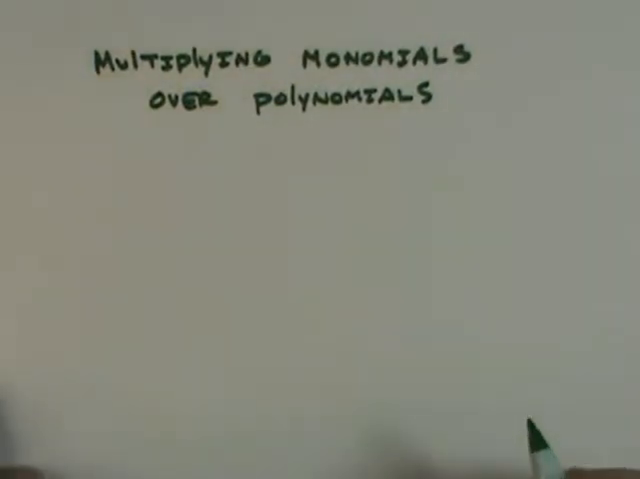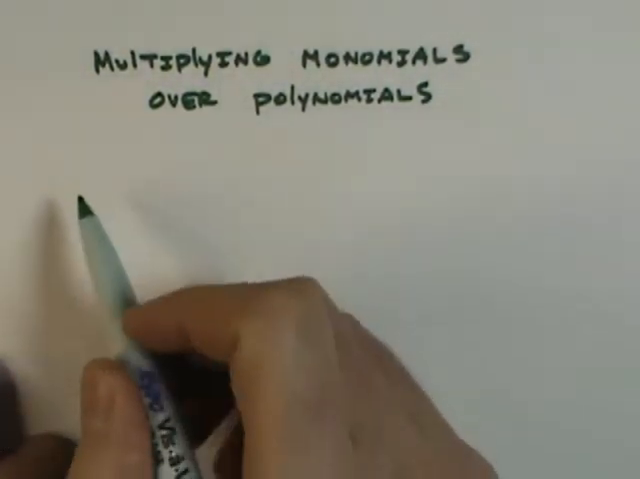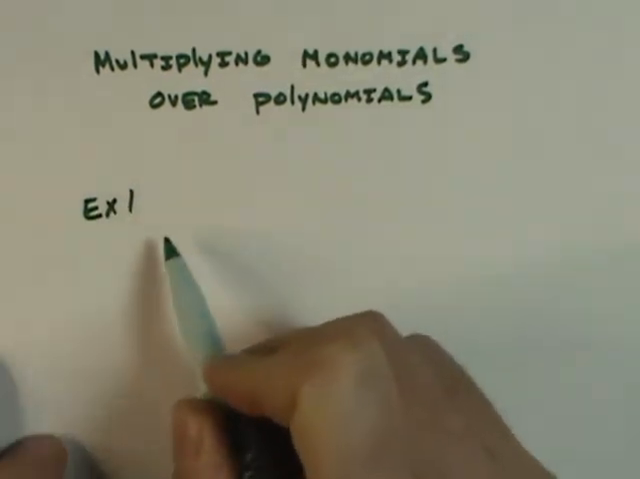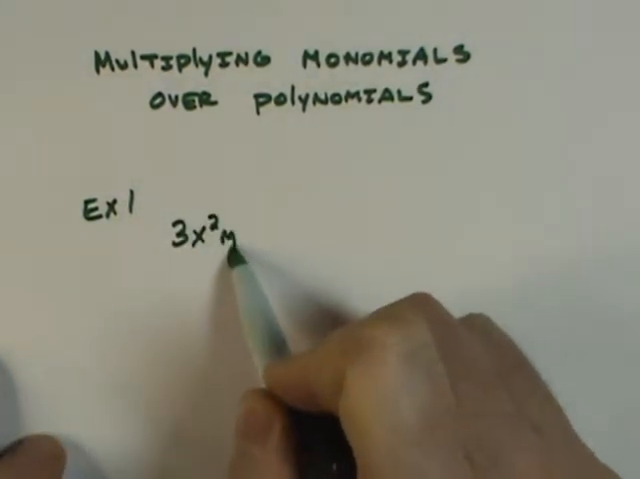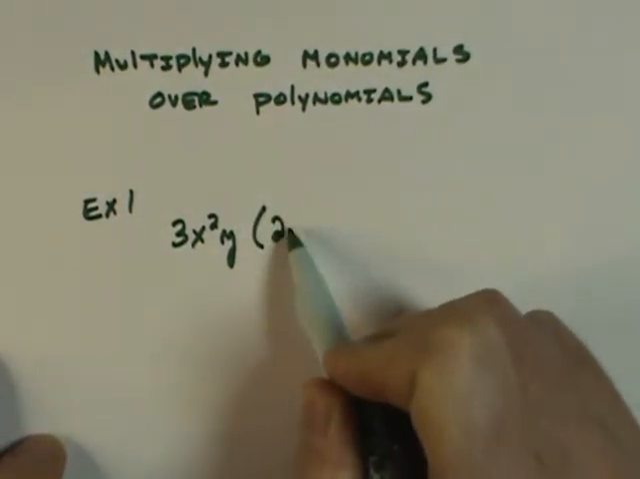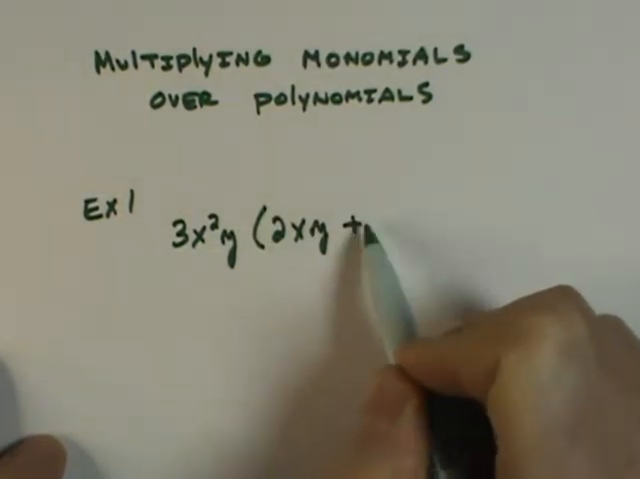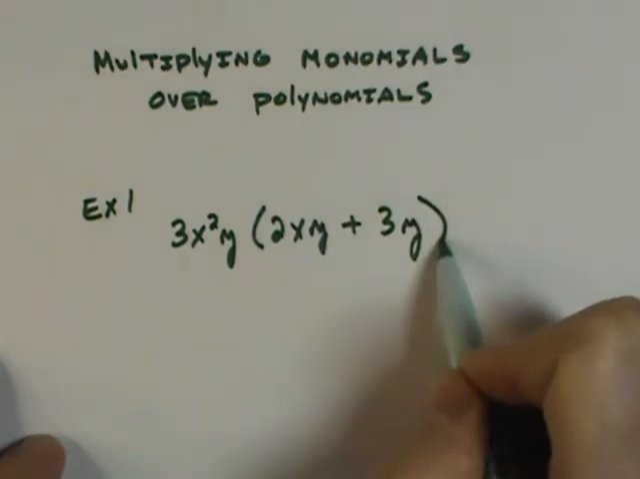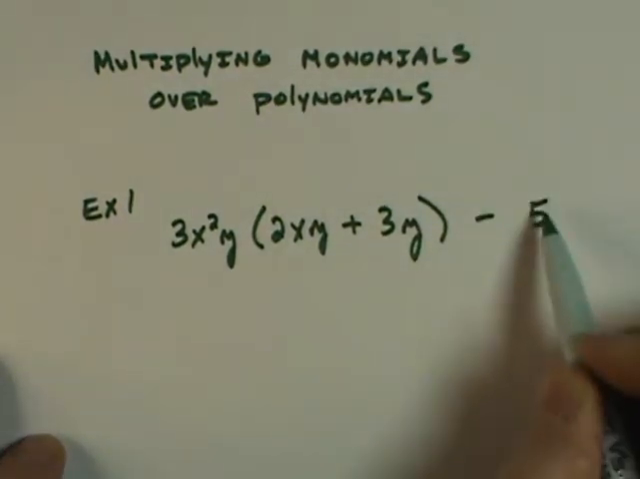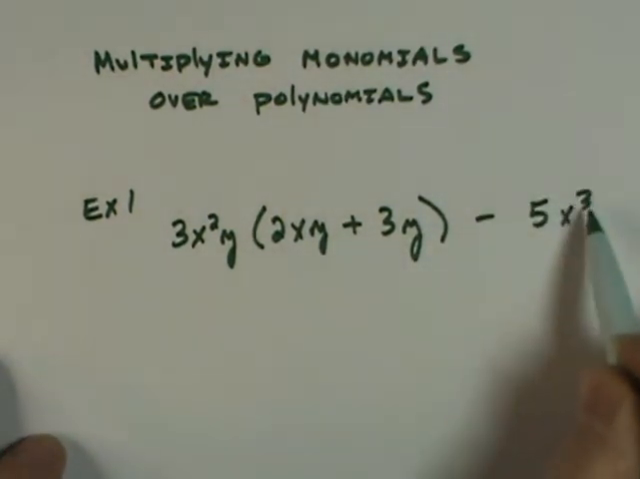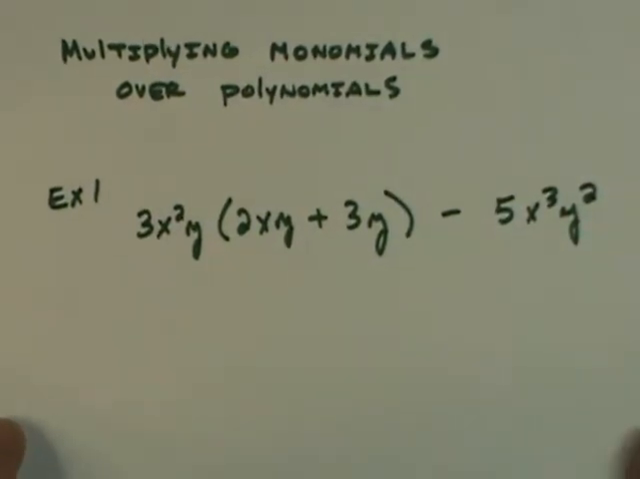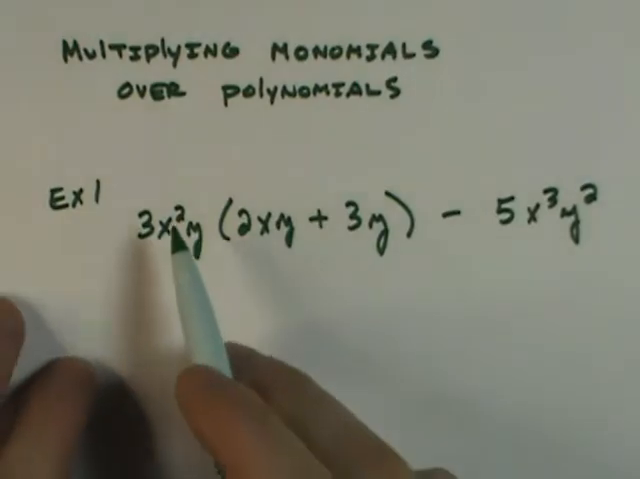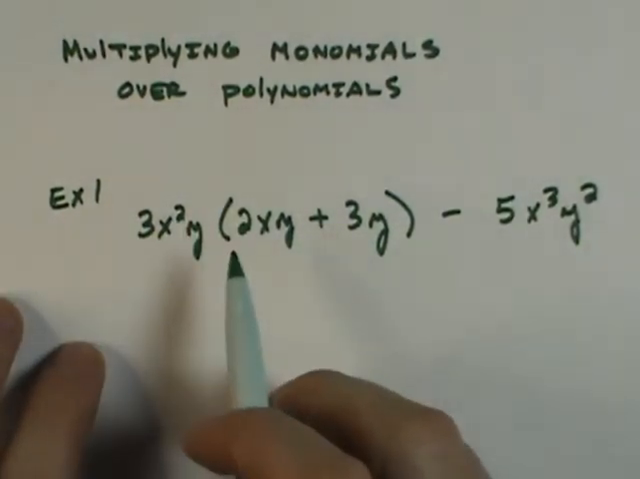Multiplying monomials over polynomials. Our first example, we'll start with something like 3x squared y times (2xy plus 3y minus 5x cubed y squared). So the first step is to actually do as it implies, multiply across these.